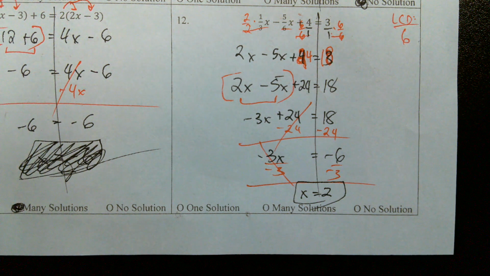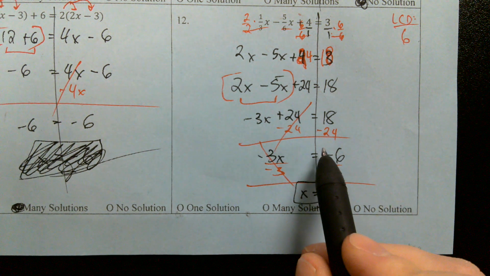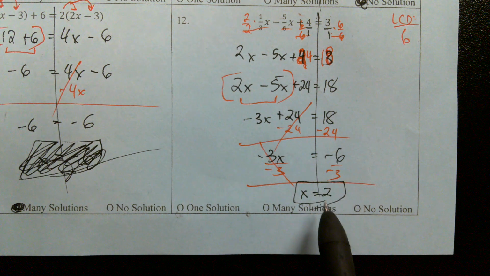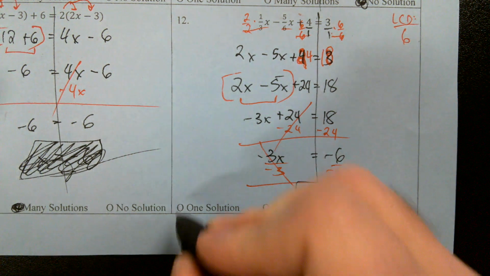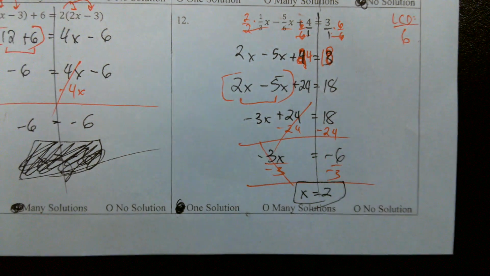Is it 2 or is it negative 2? It's just 2. A negative divided by a negative gives me a positive. How many solutions is that? One solution. That's all there is to it.